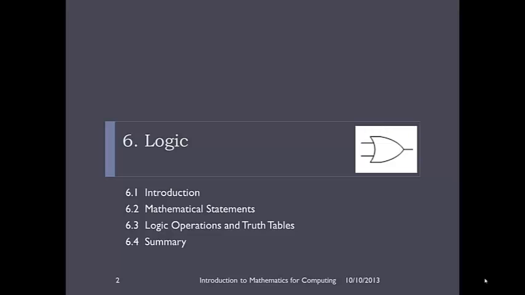Following that we will have a look at logic operations. These are operators that we can apply to propositions, so combining two propositions together using logical operations, can we then create a new proposition? And we will also look at truth tables, which are a way to demonstrate the effect of logical operations on propositions. And finally we'll end with a summary of the topics covered in this section.